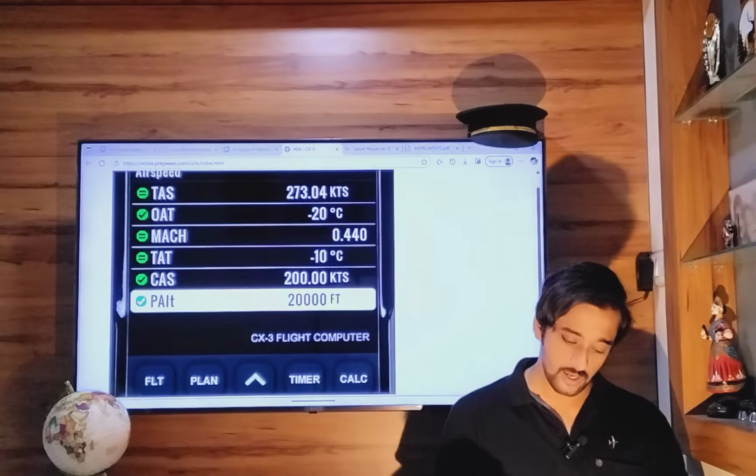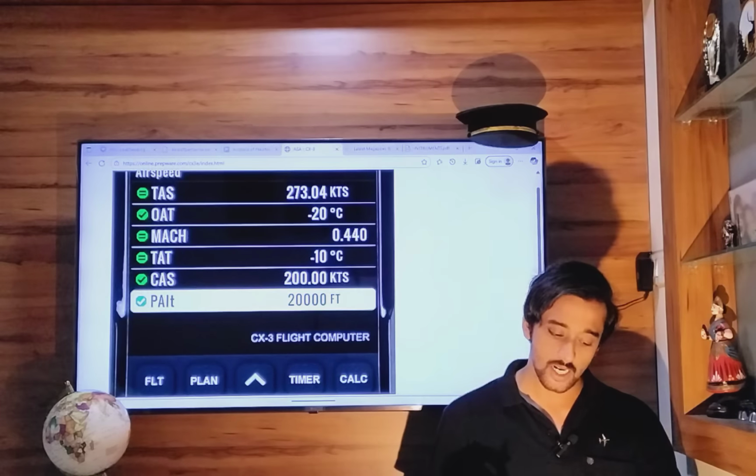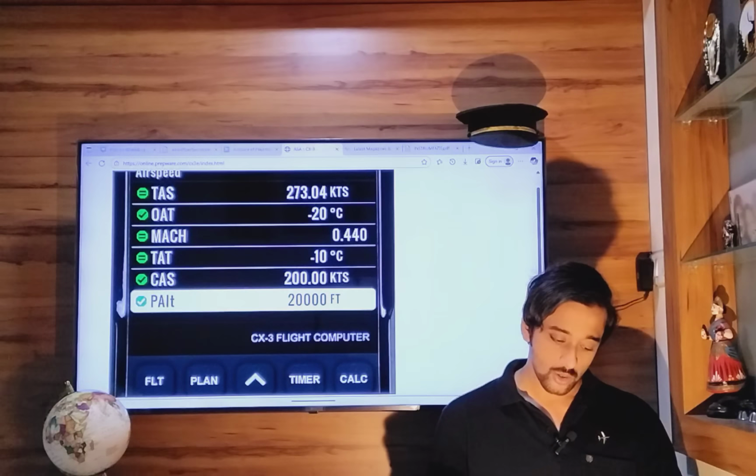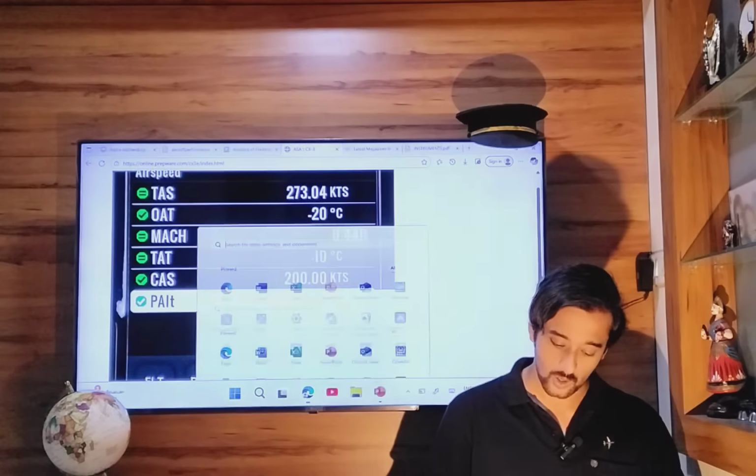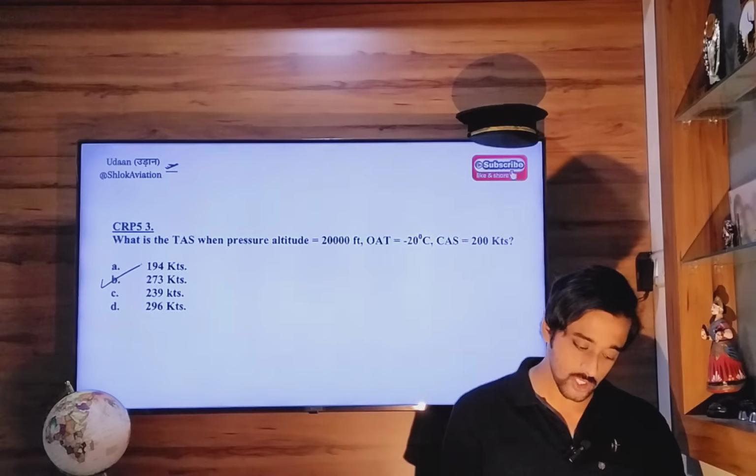So 20,000 feet, 200 CAS. Outside air temperature minus 20. True airspeed is 273 knots. So option Bravo.